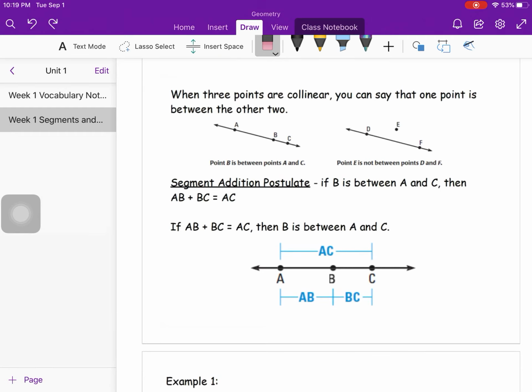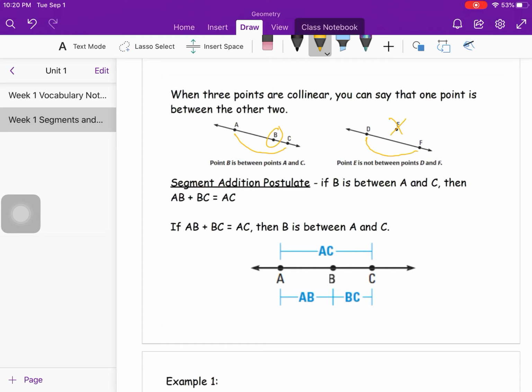Okay, so this is a concept that we talked about in the last video. When 3 points are collinear, you can say that one point is in between the other two. Remember that collinear just means they fall on the same line. So here we have points A, B, and C. A and C are a line segment of their own, and in between them we have point B. But if we look over here, D and F are connected on the same line, but E is not on the same line, so it is not collinear with those.